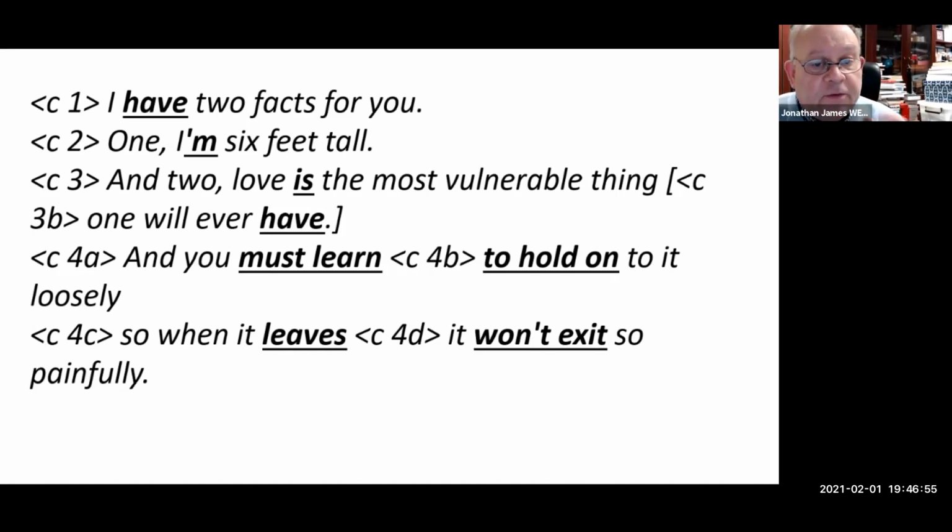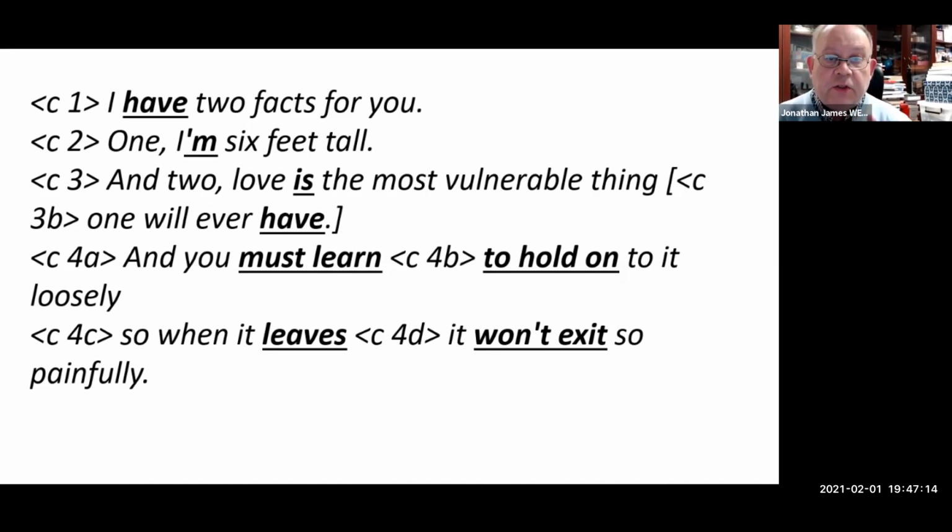All right, so I have two facts for you. That was a simple one. The second one, I'm 6 feet tall. Again, simple clause. Three, and two, love is the most vulnerable thing.